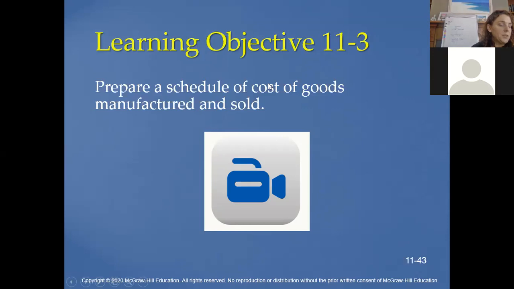We're going to do a schedule of cost of goods sold and manufactured. This is sort of tedious, so if I were you, I would write this down and use this for the exam. You're not going to have time to figure out every piece of this during the exam, so make sure you're comfortable with it.